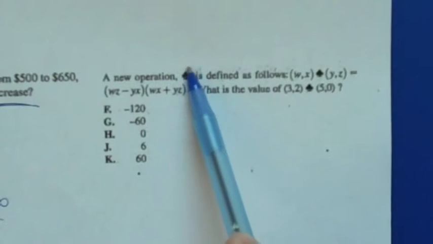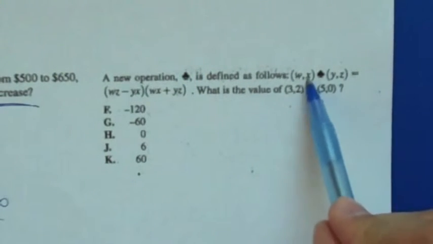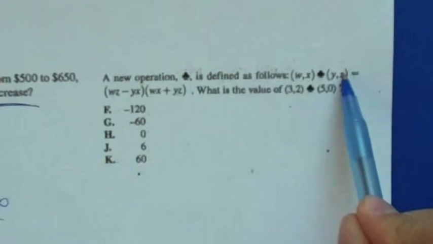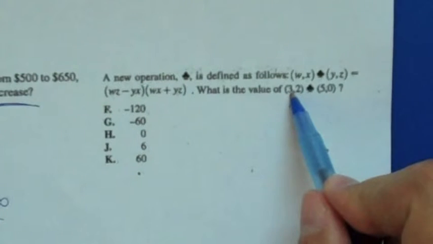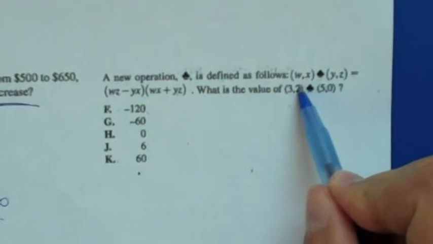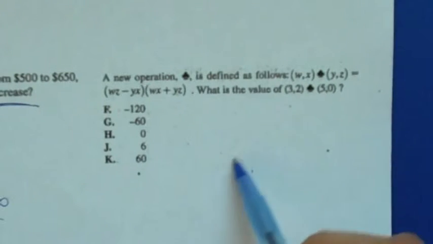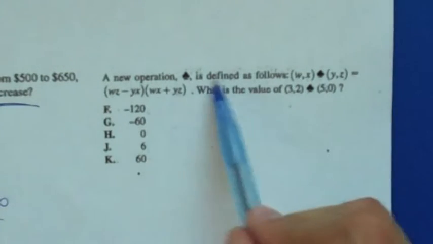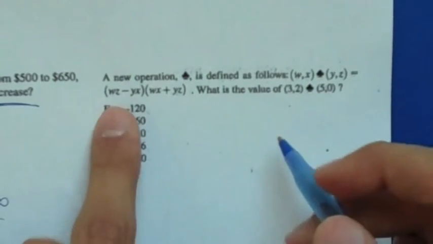So they give us this bizarre new operation given by a club symbol. And they say that W, X club Y, Z is equal to this thing right here. Then they tell you what W is, what X is, what Y is, what Z is. This is kind of a weird setup for a problem, and this is just a made up symbol here. But doing the problem is just really plugging stuff into parentheses.